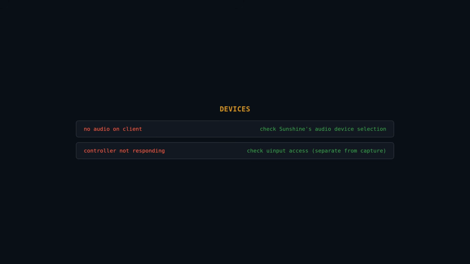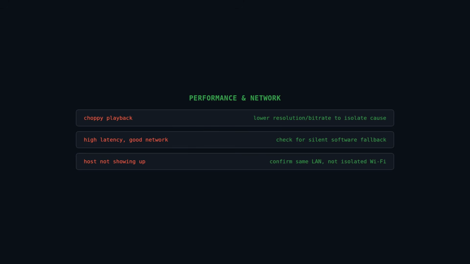Performance and network. Choppy playback: drop resolution or bitrate first to isolate the cause. High latency on a good network: check whether the encoder silently fell back to software. Host not showing up: confirm both devices share a real LAN, not an isolated one.